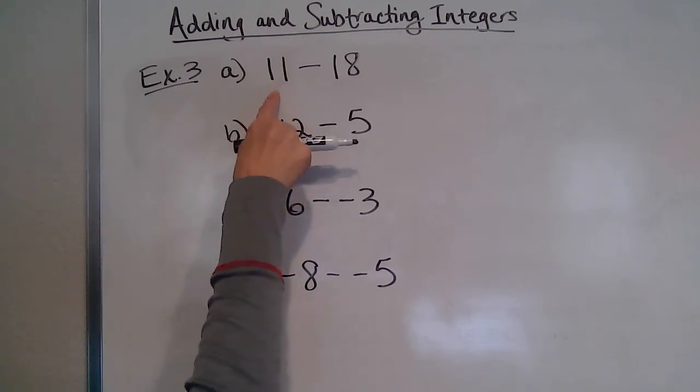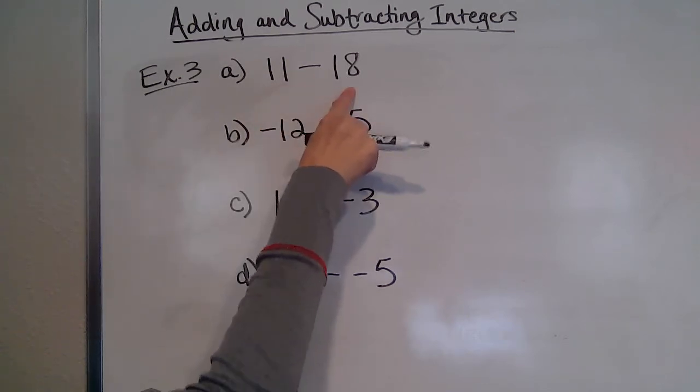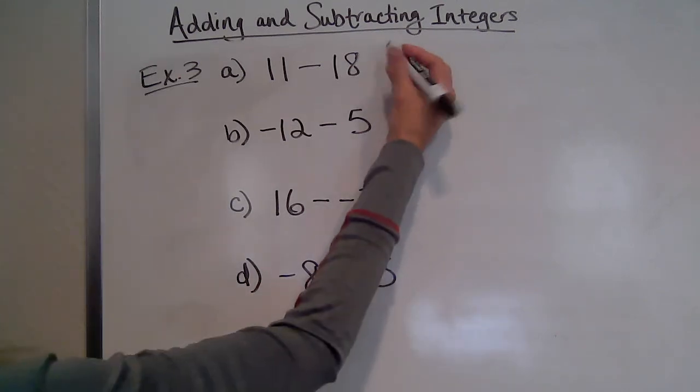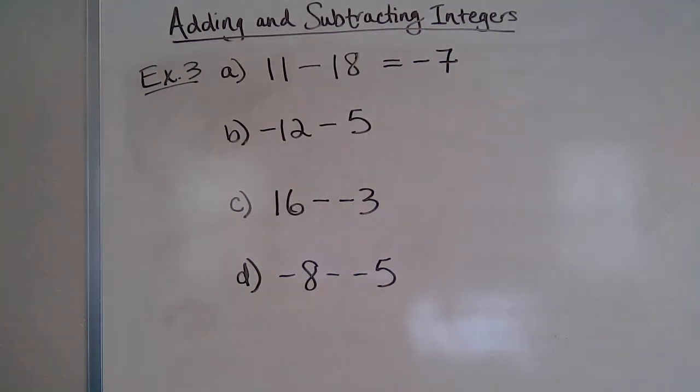So if we have 11 minus 18, that means we have $11. We want to spend $18. We don't have enough money. We are short $7. So you know the answer should be negative 7. We're trying to take 18 things away when we only have 11. That's not enough.